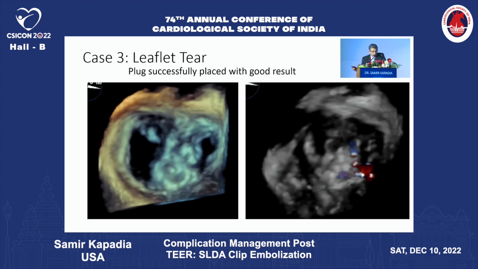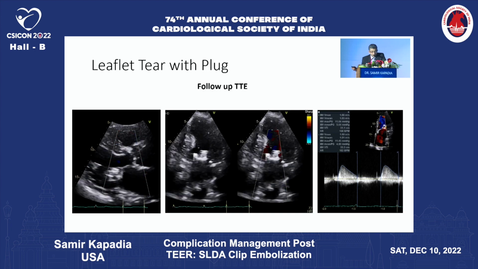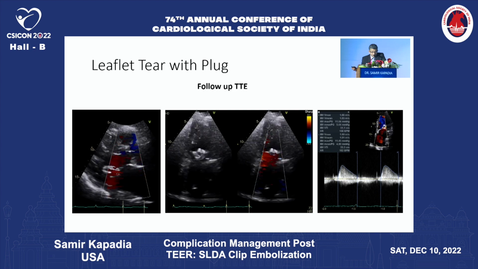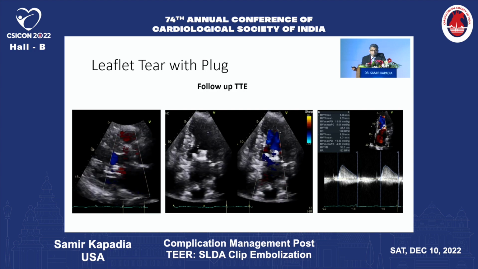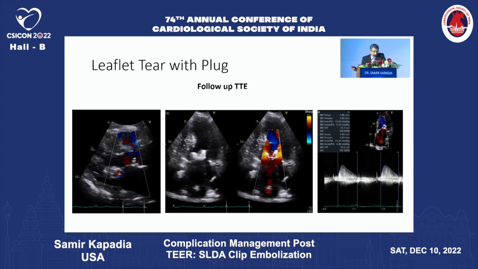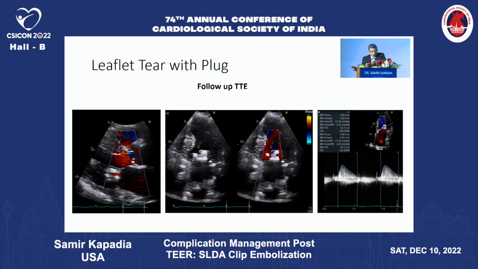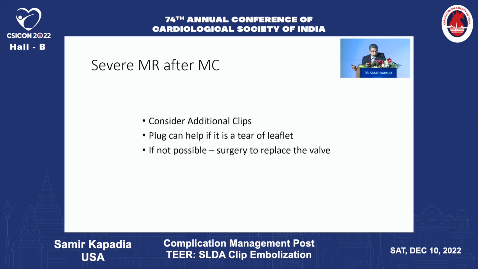There was no MR. And this is the follow-up echo. After a year, the plug is stable and the gradient is about 5 millimeters. So this is something that can be potentially achieved. But again, sometimes you have to send these patients to surgery in this situation. So if you have severe MR after the clip, I think consider more clips. A plug can be helpful if there's a tear, and if this is not possible, then surgery is the best option. Thank you.